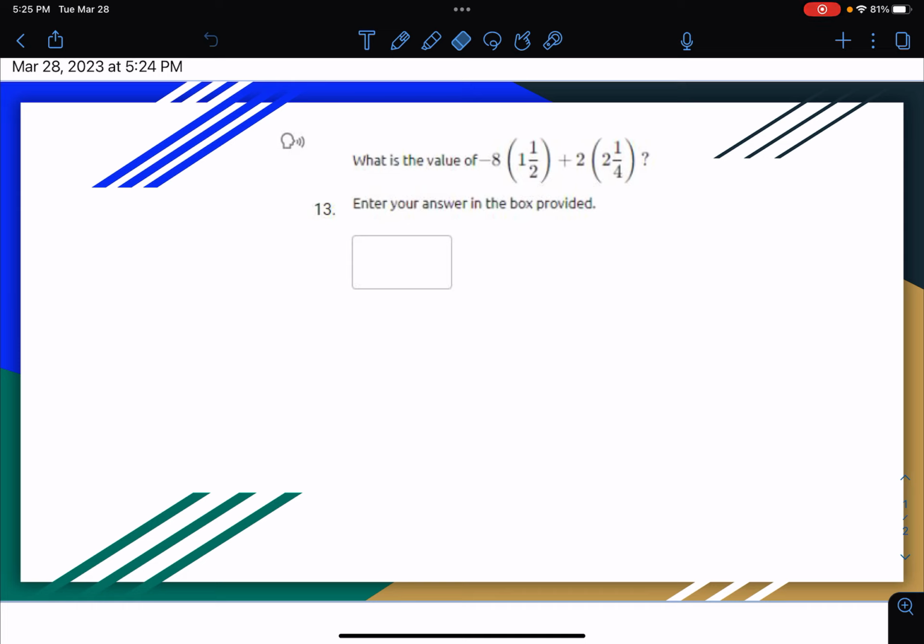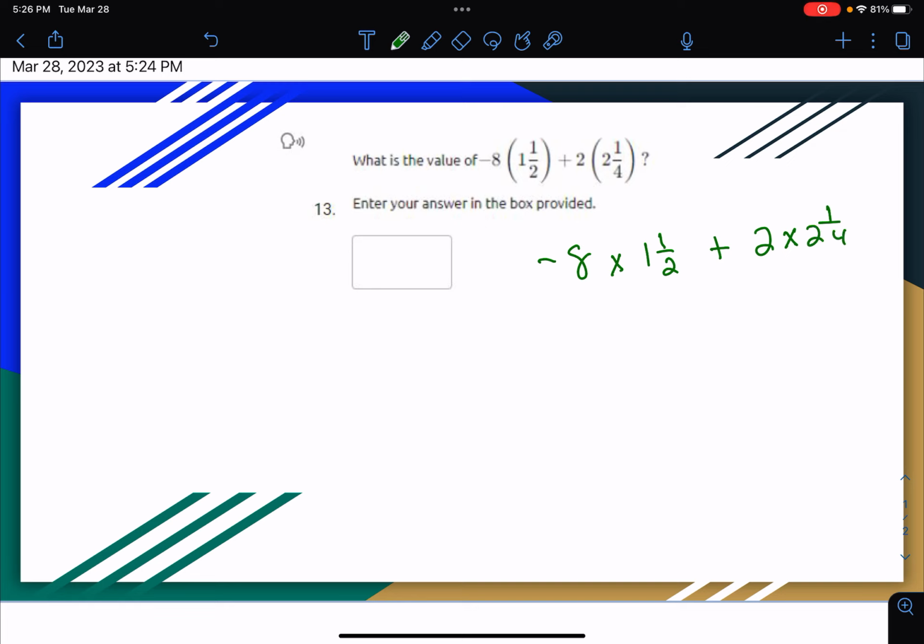Okay, so you had to start by multiplying your numbers. So you had to start by multiplying -8 times 1 and 1/2, and then whatever you got there, you had to add to whatever you got when you multiplied 2 and 1/4. Sorry, this is 1/2, not 1/4. I dropped my pencil. Hold on. Sorry, guys. So this is 2 and 1/4.